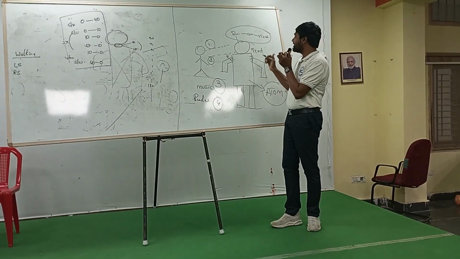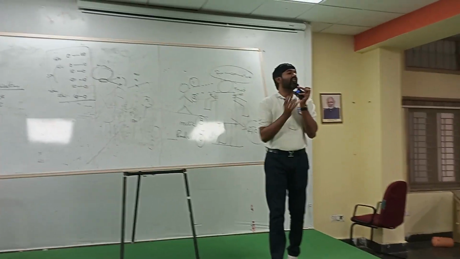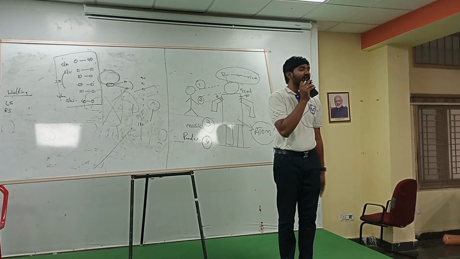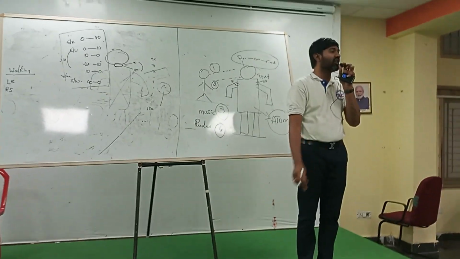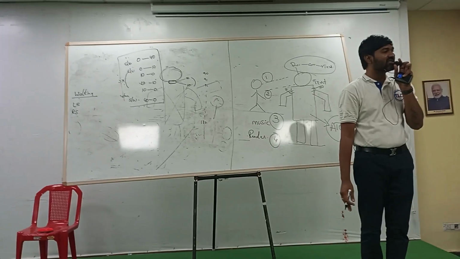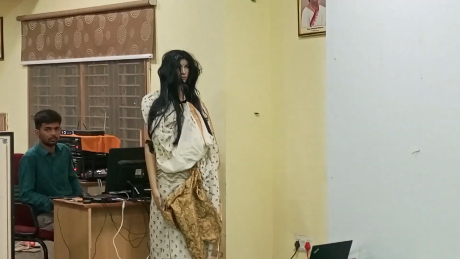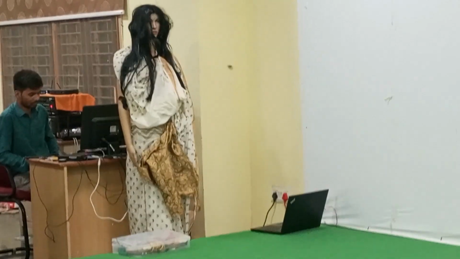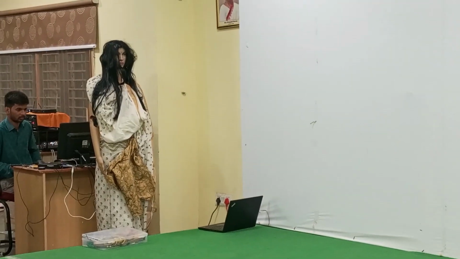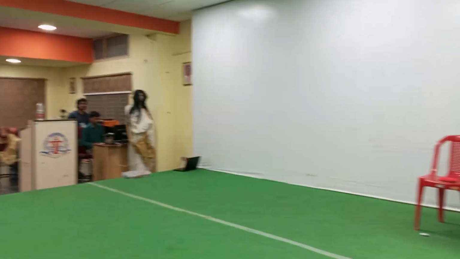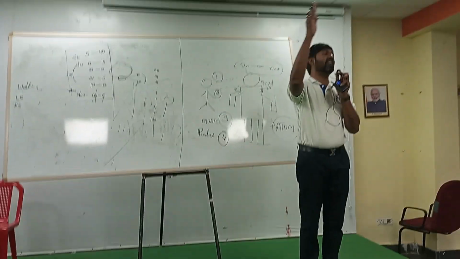That means the initial position is 180 degrees. But coming to the right hand servo, the initial position is 0. From 0 it is moving to 180 degrees. But coming to the left hand servo, the initial position is 180, reducing to 0. Coming to the right hand position, it goes 0 to 180.